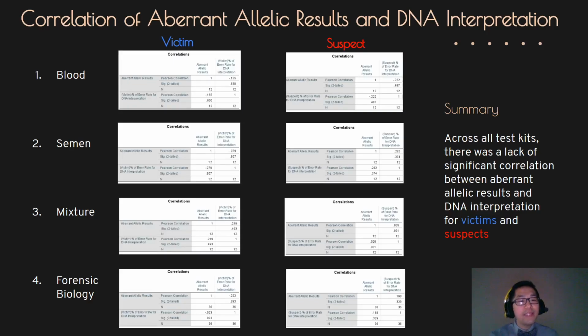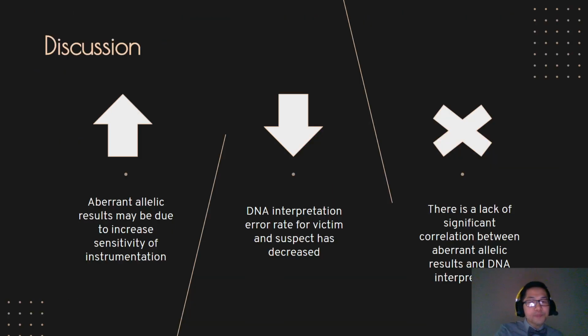So next, I want to understand the correlation of aberrant allelic results and DNA interpretation. As noted with blood, semen, and mixture in forensic biology for victims and suspects, what we see across all test kits is a lack of significant correlation between the aberrant allelic results and DNA interpretation for victims and suspects. So even though there is this increase in variation in the aberrant allelic results, it did not significantly affect examiners when they were doing that interpretation for victims and suspects.